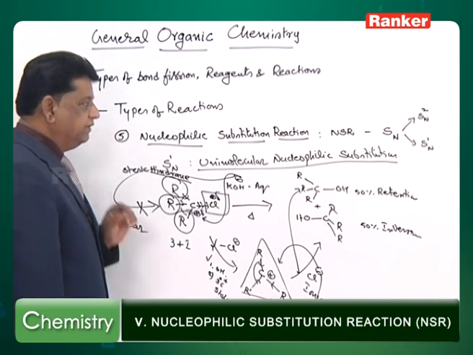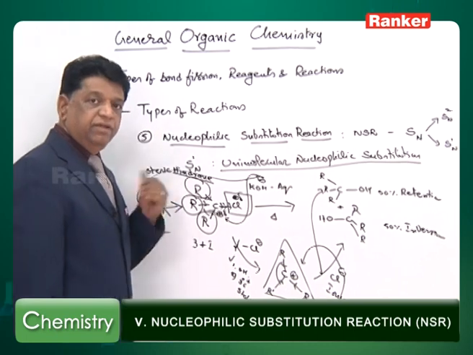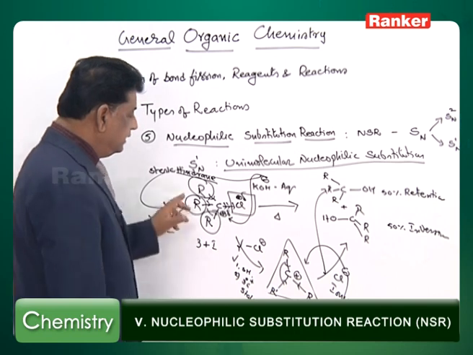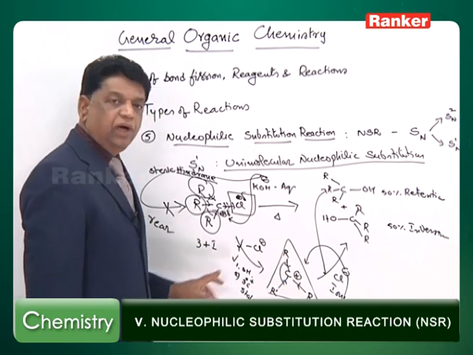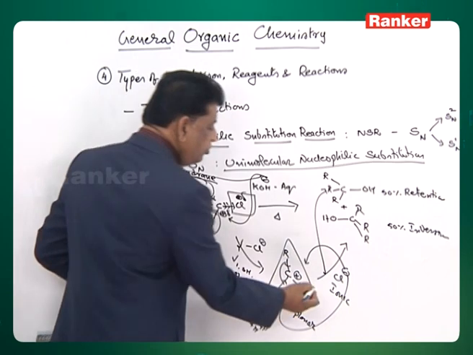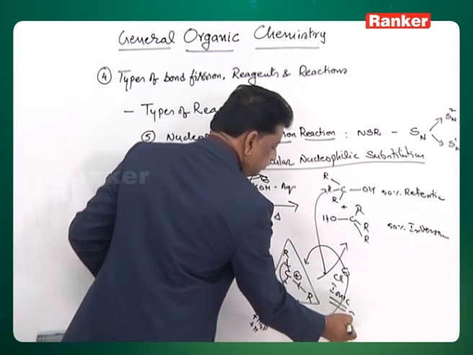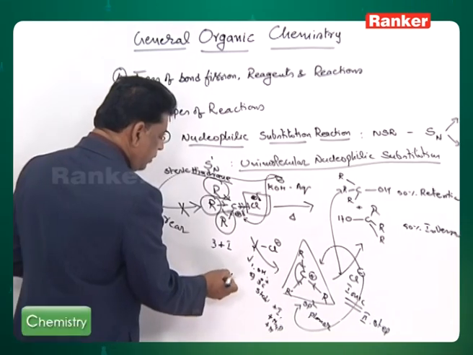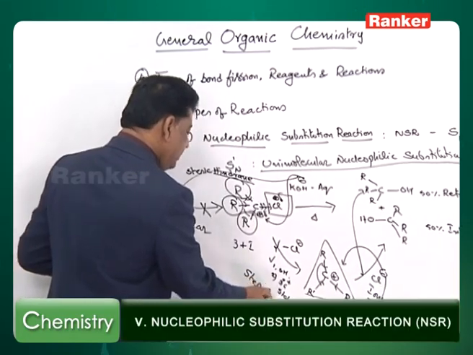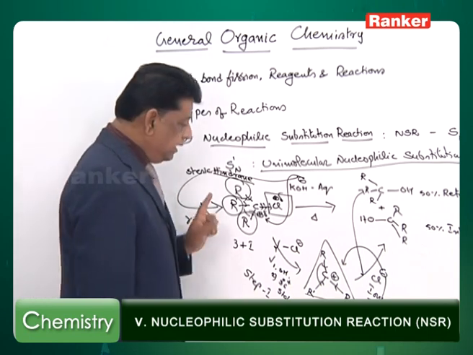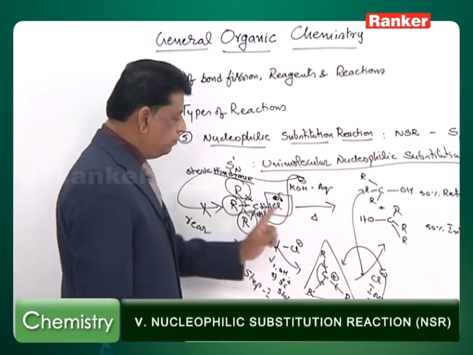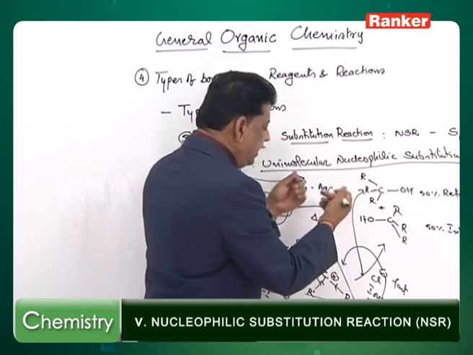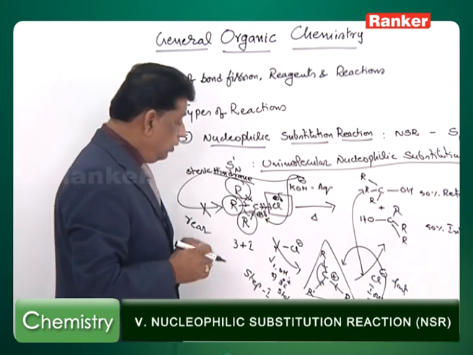Now let us compare the first aspect: why the previous one is called bimolecular and why this one is unimolecular. Here there are two steps involved, but the second step happens to be an ionic step. In the first step the Cl minus goes, this is step 1, and this is step 2. In the SN2 reaction only one step is there. Here there are clearly two steps. Step 2 happens to be a very fast reaction, so the rate of reaction will not depend on the second step, only on the first.